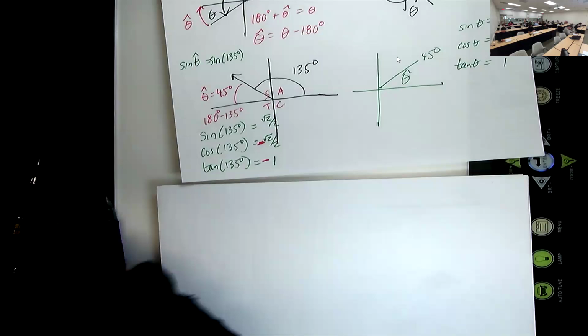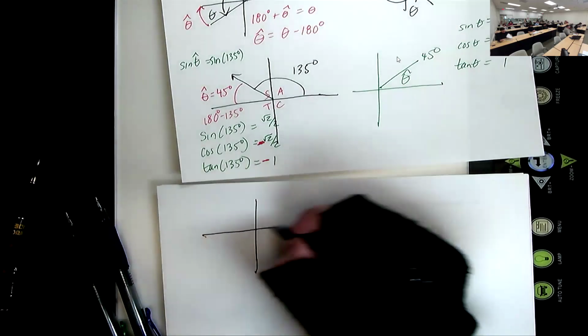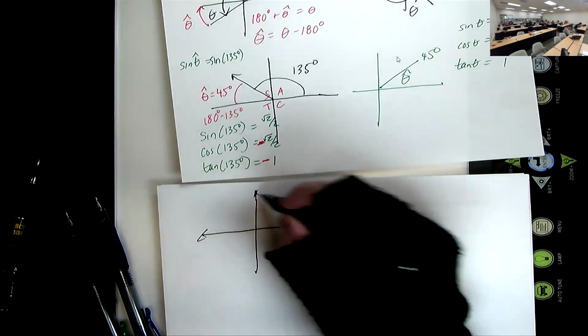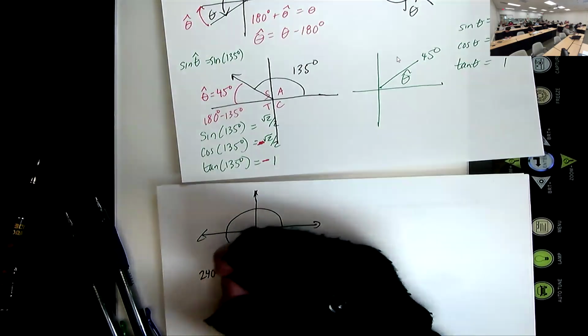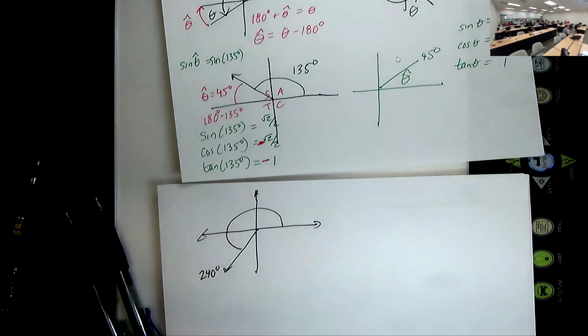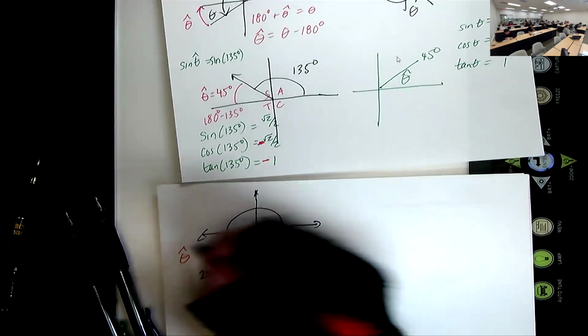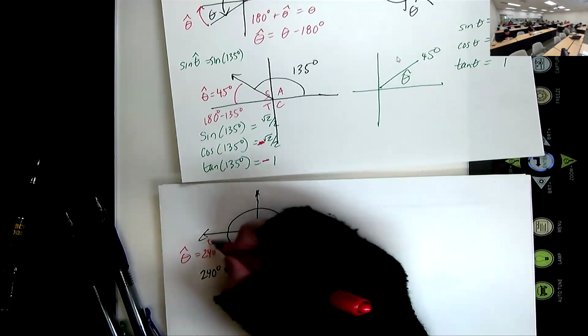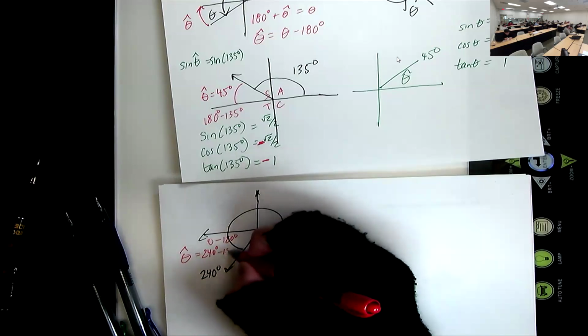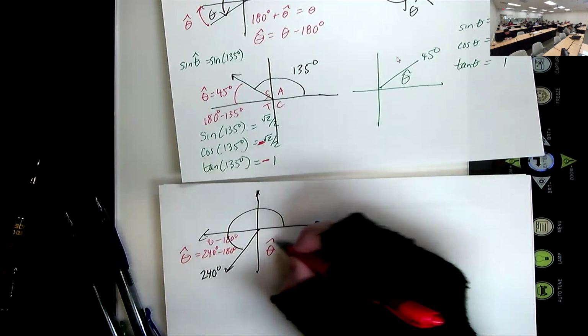Let's say we're all the way in quadrant 3. We've rotated around 240 degrees. If I figure out my theta, my reference angle, this is 240, which is theta minus 180. 240 minus 180, I get a reference angle of 60 degrees.